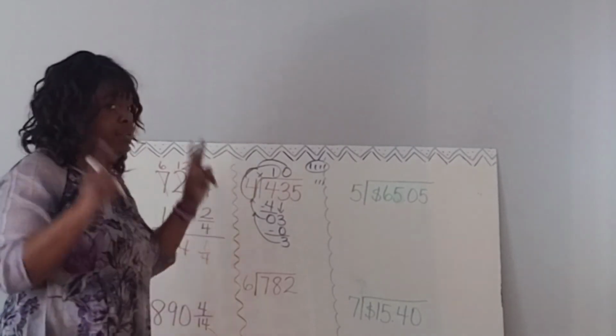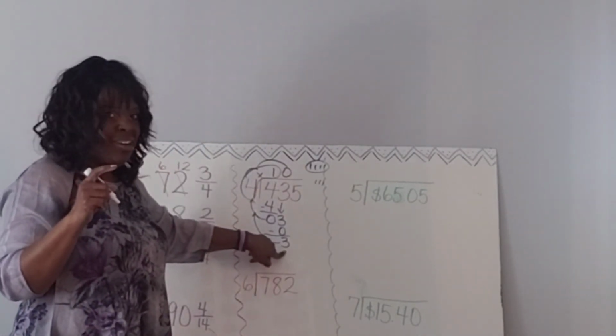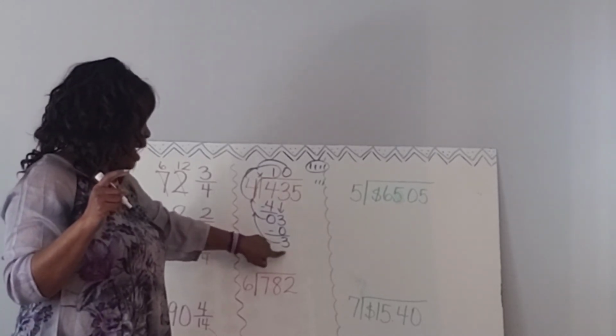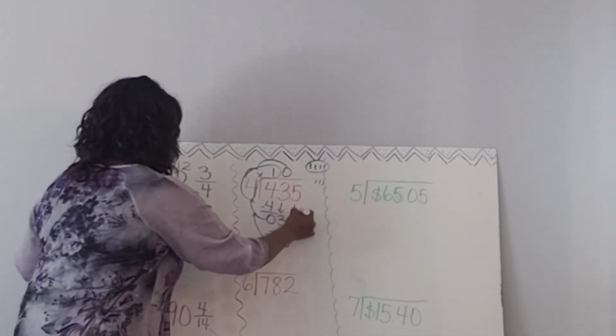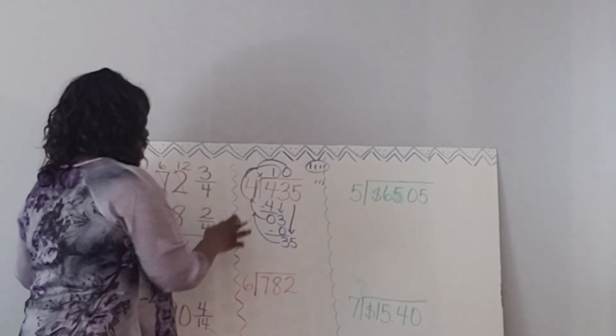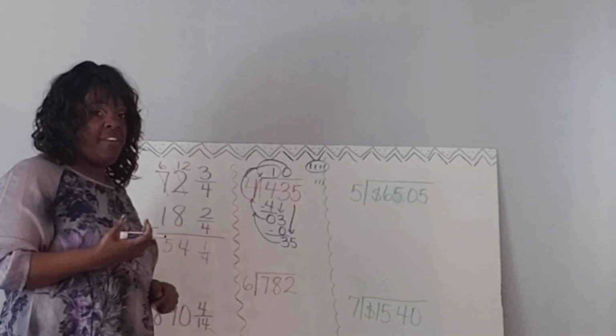Some of you are doing what you say is comparing, but then you end up with like a 5 or a 6 here. That means you didn't compare properly. When you look, this number has to be smaller. That's why we compare. Very important. Then bring down. Bring down the 5 next to my 3, and now I have a whole new number that I'm dividing. How many 4s are in 35?